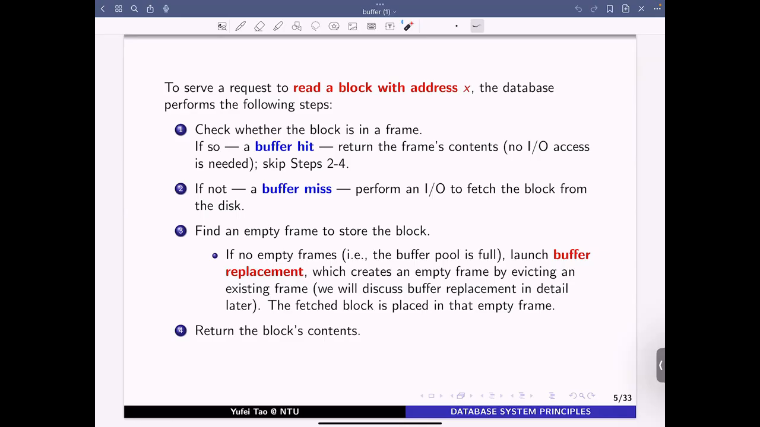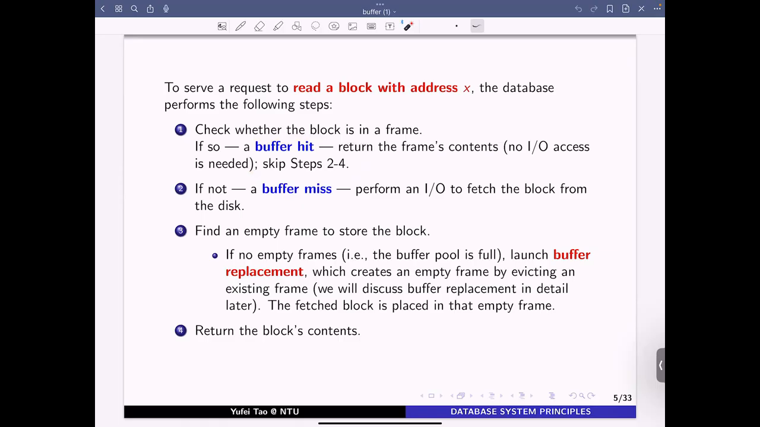But the point is, if the block is indeed in a certain frame, then we have something nice here. We have a buffer hit. Congratulations, now you can save the 10 milliseconds. In this case, it's all done. The database simply returns the contents of this frame to this program, and then everything's done. There are no more steps. Skip the steps.